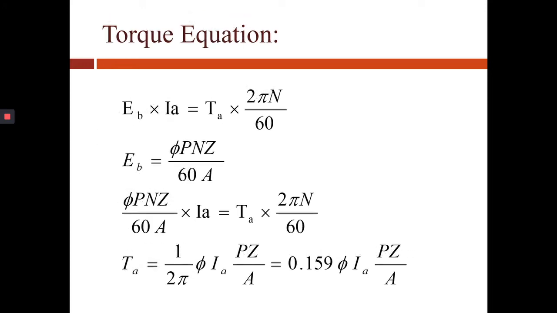When we equate these two terms, EB equal to phi P N Z divided by 60A. So the torque equation is given as TA equal to 0.159 phi IA PZ divided by A.